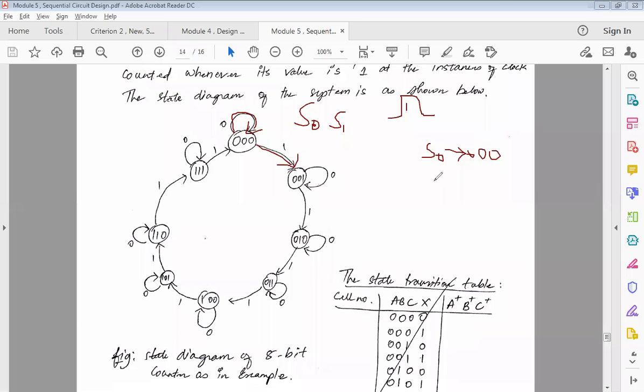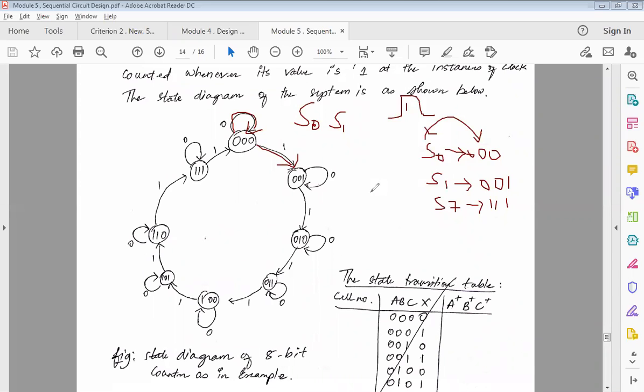Then you have to map S1 to which combination? S1 will be what in binary? 001. Correct. Similarly till S7, which will be 111. This will in fact create more confusion in mapping the states and the binary format, so we will not do this as of now. We will keep this on hold.